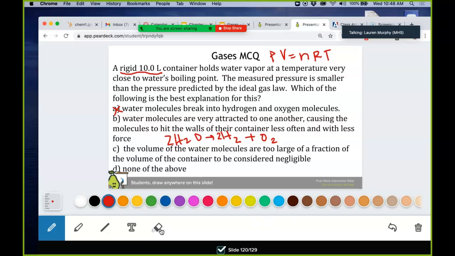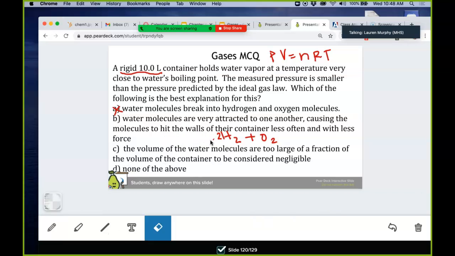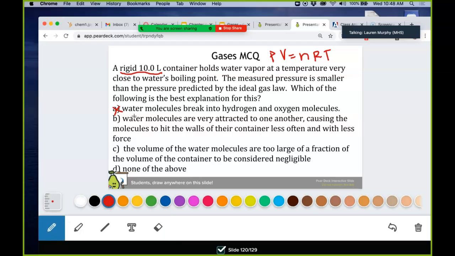Okay, the next one says water molecules are very attracted to one another. This is true, they're polar, causing the molecules to hit the walls of the container less often and with less force. So this is the answer. I'll talk about why the other ones are not the answer. Obviously, if I tell you B is the answer, D can't be an option, and we'll talk about C in a minute.